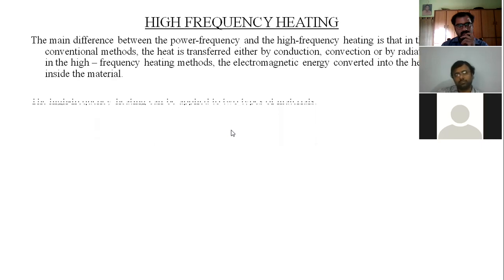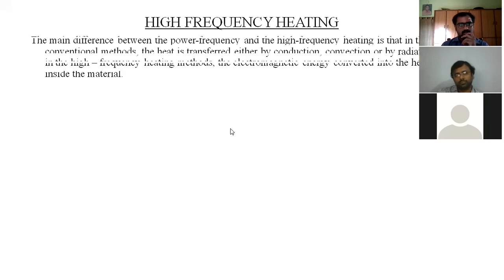Okay, see, this is the same thing I have just explained to you. What is the main difference? Why are we using this? Where are we using power frequency and high frequency heating?